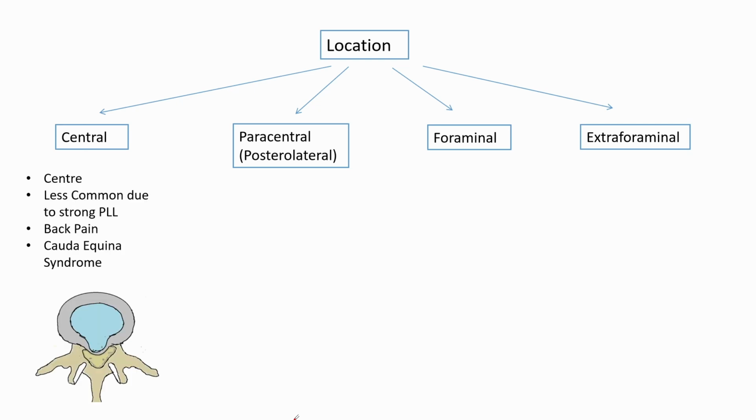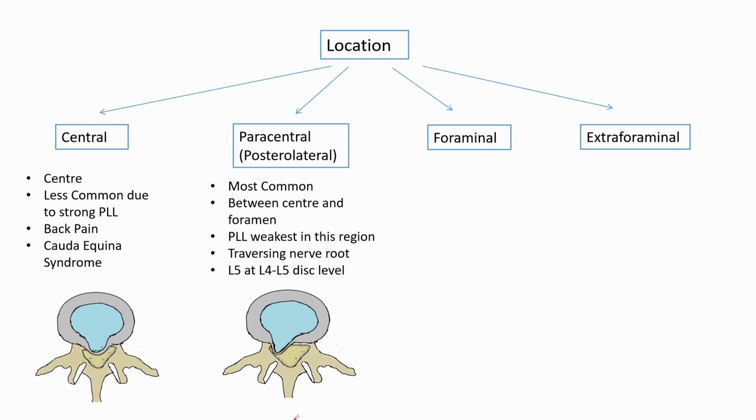A central herniation is a herniation through the dead center. It is less common due to a strong posterior longitudinal ligament in this area. The most common symptom in this type of herniation is back pain. However, severe compression can lead to compression of the cauda equina nerve roots, leading to cauda equina syndrome.